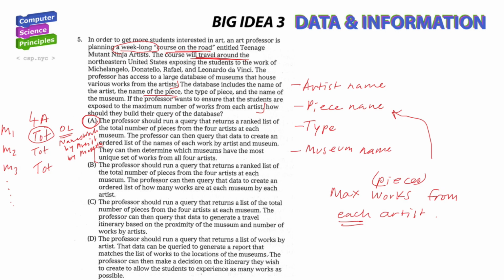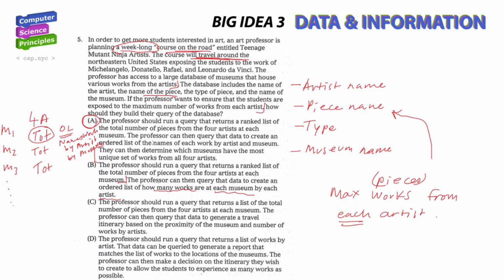It says a professor should run a query that returns a ranked list of the total number of pieces from each of the 4 artists. That's good so far. And then it says a professor then query the data to create an ordered list of how many works are at each museum by artist. Now, the thing that's different here is that it says the professor can then query that data to create an ordered list of how many works each museum, each artist.